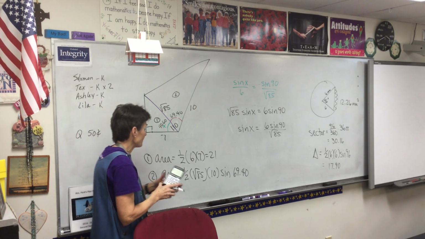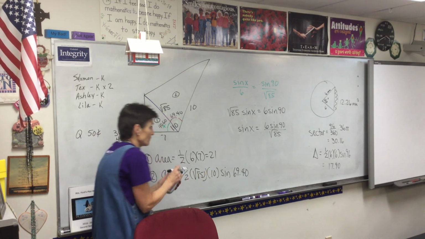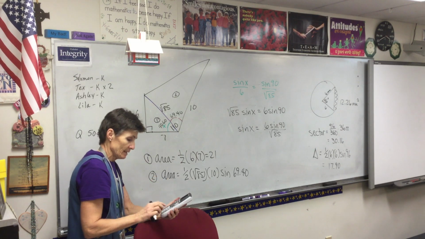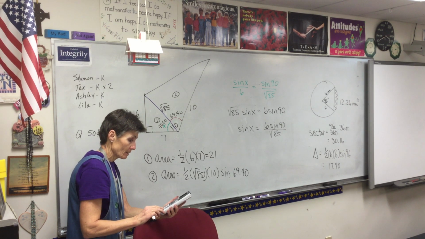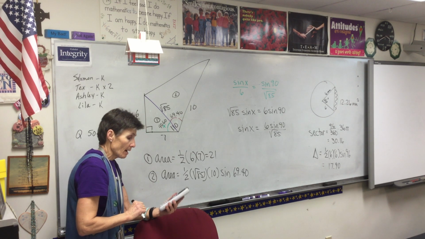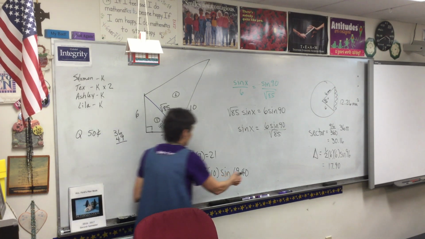Make sure when you're typing in root 85 that you close the parentheses after the 85. It's just like everything else. Gotta remember to close it. I got 43.15.